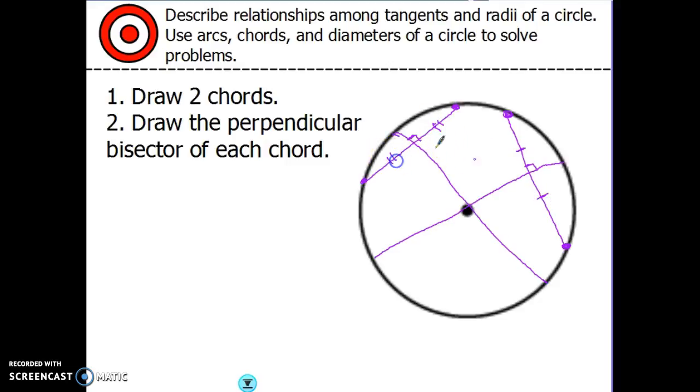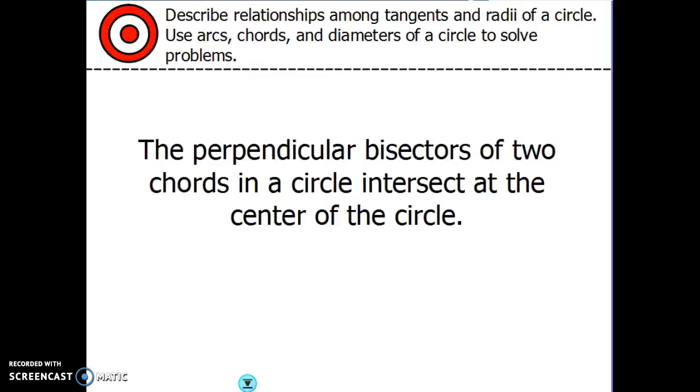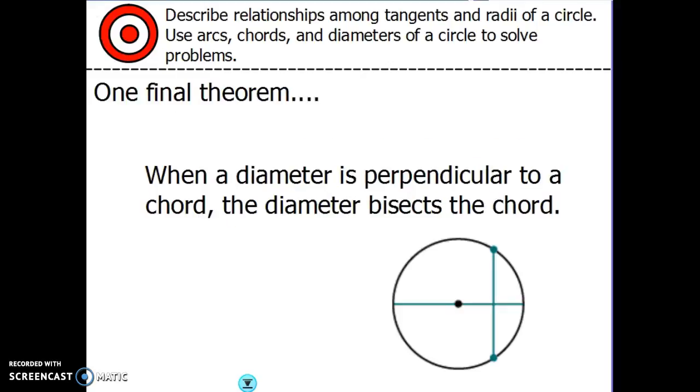Okay. Notice where they meet. That would be the center of the circle. Does that always happen? Yes, it does. So the perpendicular bisectors of two chords in a circle intersect at the center of that circle. And that's something that you could use if you ever had some type of circle that you were trying to find the center of, and you really don't have the ability to fold the circle or manipulate it like that. It's a nice one to use.